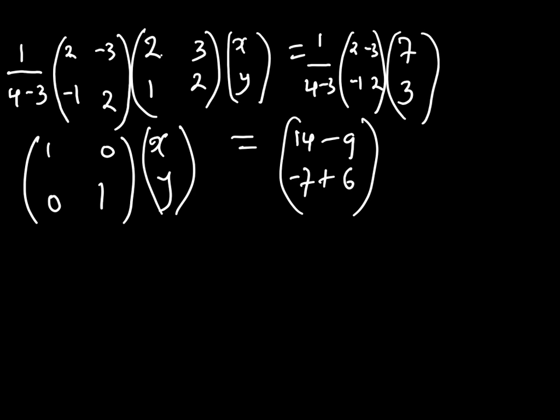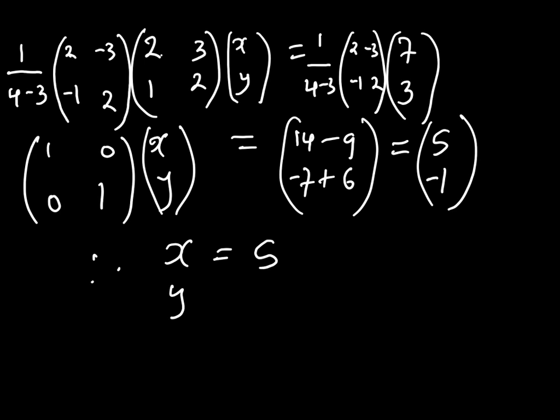Okay, because 1 over 4 minus 3 is a 1. And if we do the math and subtract, this is going to be 5, and down we have a negative 1. So from here we just read off that therefore x equals 5, y is equal to negative 1. So solving simultaneous equations by matrix method is very simple.